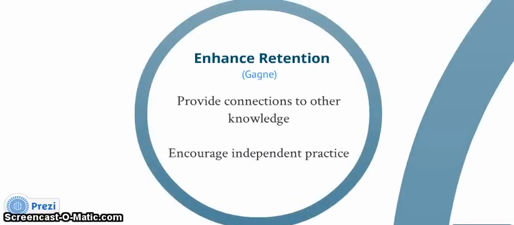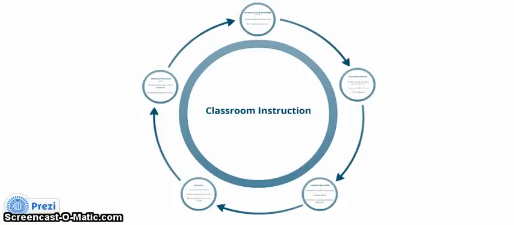And then finally, from the Gagne model, we're going to enhance students' retention of that material by providing connections to other knowledge and by encouraging independent practice. And so this idea where we provide connections to other knowledge leads us back through the rest of this process and back to the beginning, because as we connect this to other concepts, we also are using it to lay the foundation for the next concept that we're teaching. So again, this becomes an iterative cycle. It becomes an ongoing process of classroom instruction.